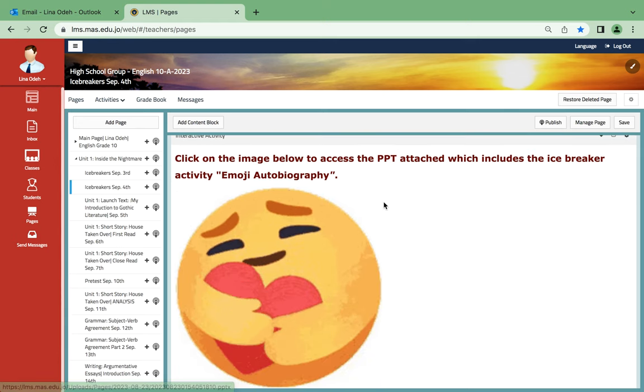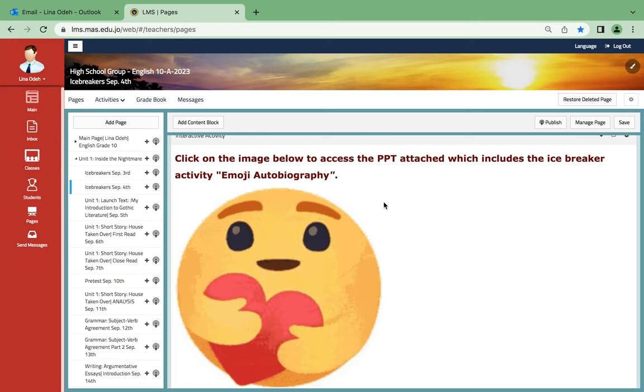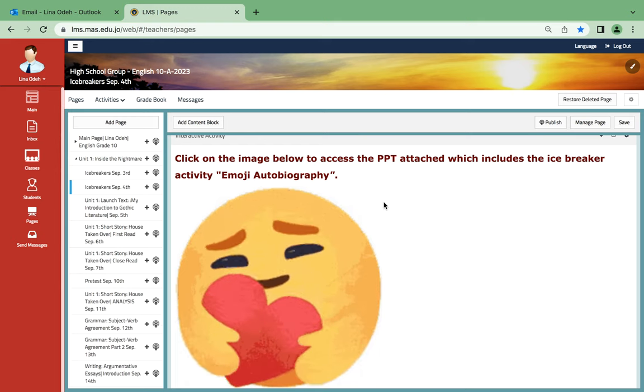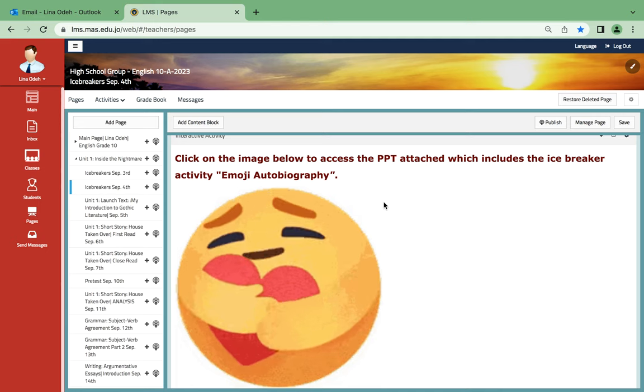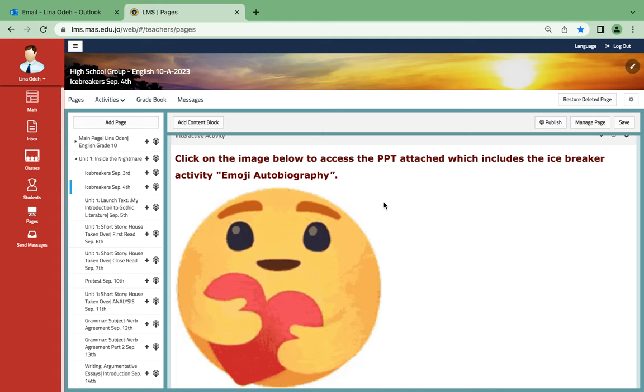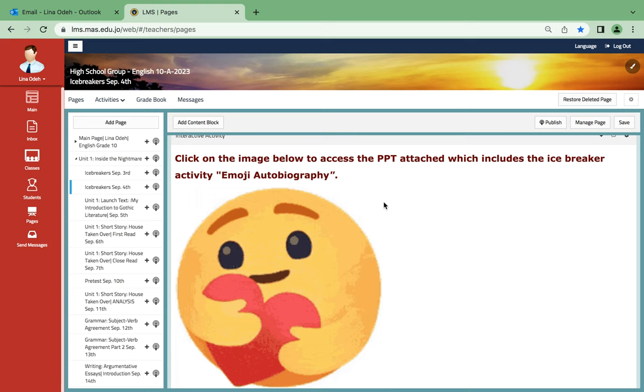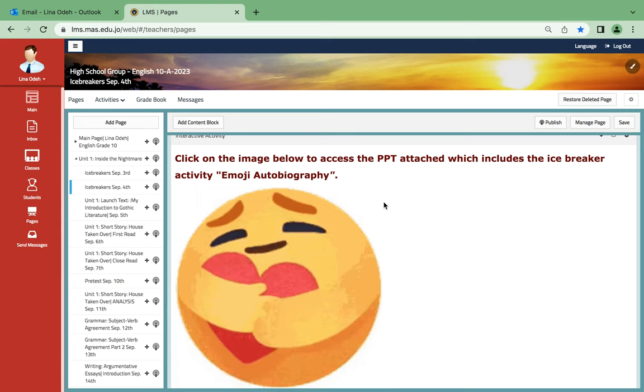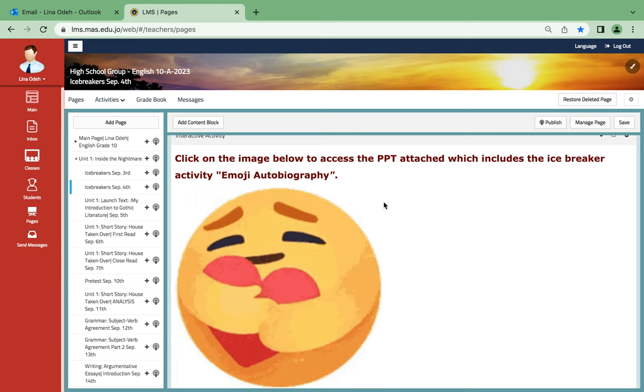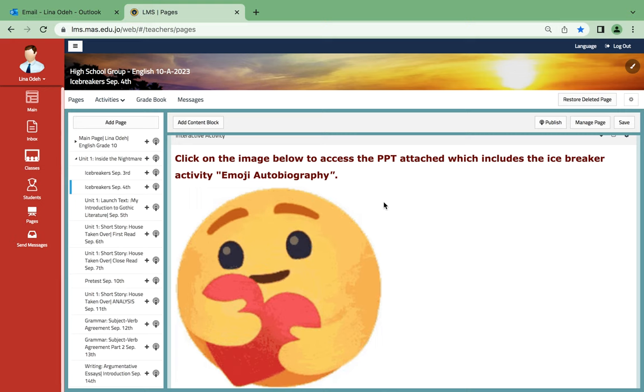It's called Emoji Autobiography. After we've learned each other's stories, we can learn each other's feelings by using an emoji that can represent you, and why. Of course, if you click on this image, you will access the PowerPoint and you will have plenty of emojis to see.